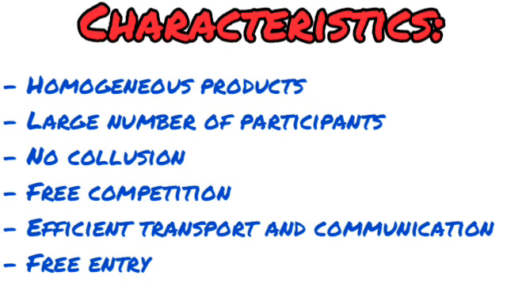Then secondly, there is a large number of participants. Like we said before, there is a large number of buyers and sellers, meaning that there are a large number of people who are supplying that same product, and there's also a large number of people who are demanding that product. Then number 3, there is no collusion, meaning that there are no firms working together, or no two businesses working together to come up with strategies to eliminate other competition.